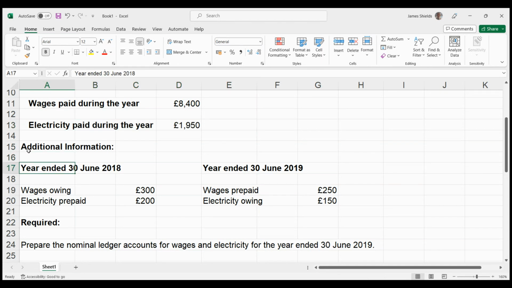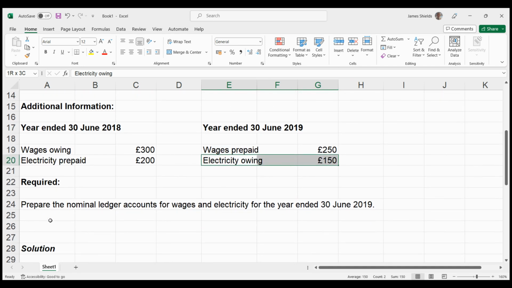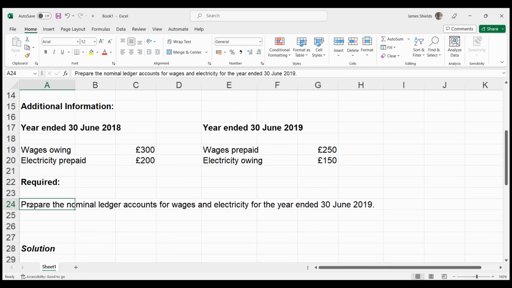We've got the previous year, the year ended 30 June 2018. We've got wages that were owing of £300 and electricity was prepaid of £200. At the end of our current year, year ended 30 June 2019, we've got wages prepaid £250, electricity owing of £150. So what have we got to do then? We've got to prepare the nominal ledger accounts for wages and electricity for the year ended 30 June 2019. Right, so let's have a look at the solution and we can do this together now.